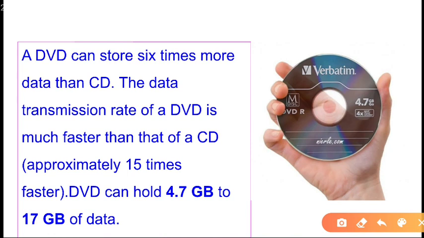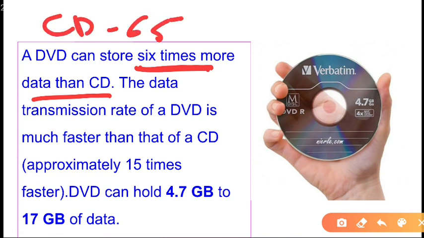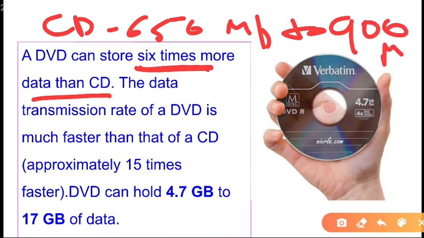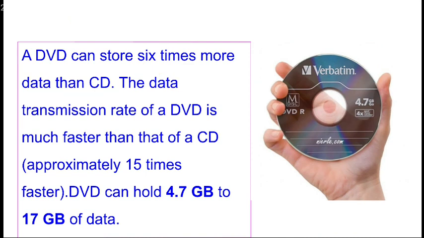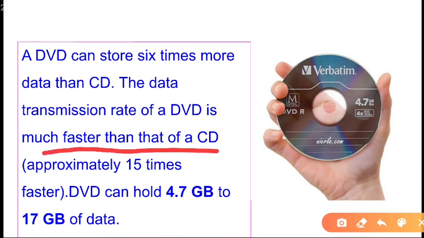Now a DVD can store 6 times more than a CD. Now you know a CD can store from 650 megabytes to 900 MB, but a DVD can store 6 times more than this. The data transmission rate of DVD is also much faster than that of CD, which is 15 times faster. The data transfer rate is 15 times faster, and the data storage capacity is 6 times more. So you need to remember this.